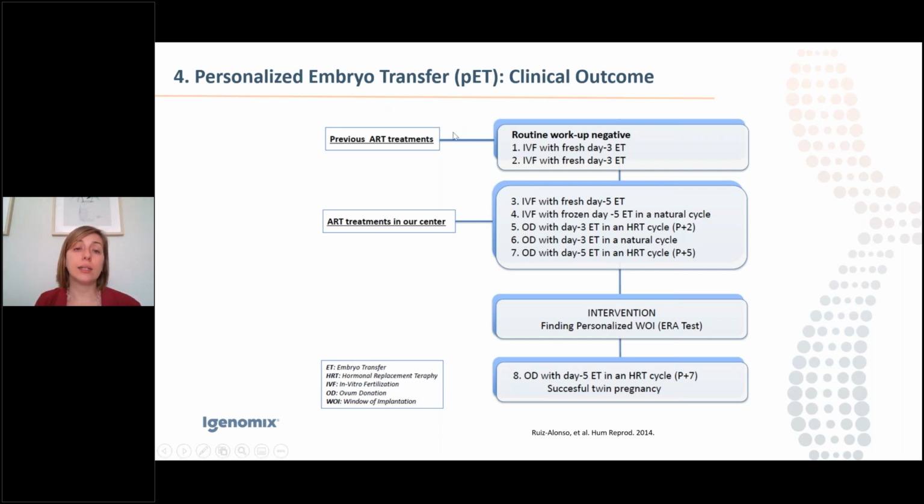This is a patient that has, in a first clinic, 2 attempts with fresh embryo transfer at day 3, and they were negative. Then the patient changed clinics and has 5 more attempts with their own oocytes, but 3 of them with oocyte donation. You can see that there were different protocols, day 5, day 3 transfer, HRT, natural cycle, but none of them worked. Then we found that the patient was receptive at progesterone +7, which was not tried before. And after personalizing the embryo transfer, the patient got pregnant successfully from the 2 embryos transferred.